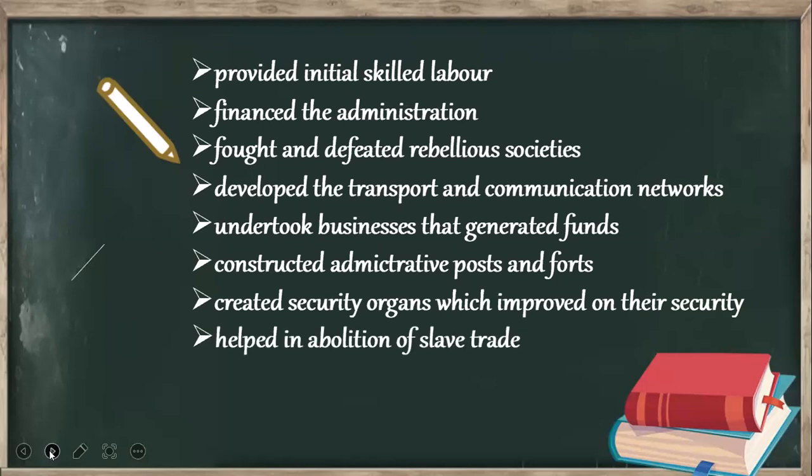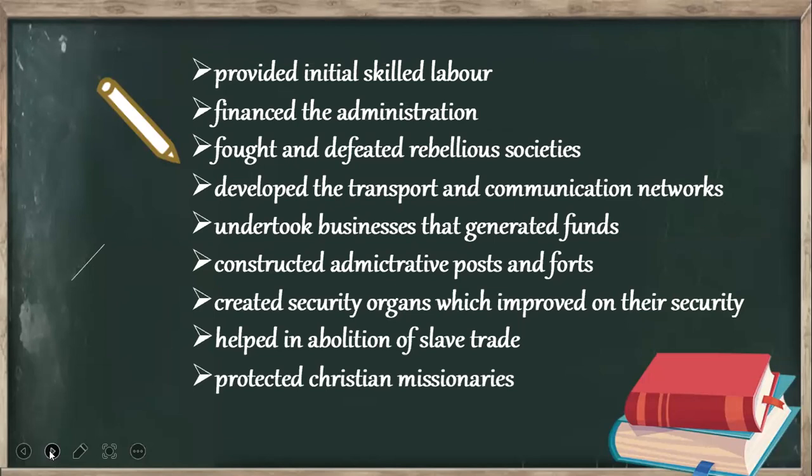Then they helped in the abolition of slave trade. When these people abolished slave trade, they got people they could colonize, people they could govern. So here they are abolishing slave trade, introducing legitimate trade, but it's to their benefit, because if they let the slave trade continue, they don't have anyone they're going to govern. Because for one to be in power, they need someone below them, someone they're going to be governing. Then they protected the Christian missionaries.